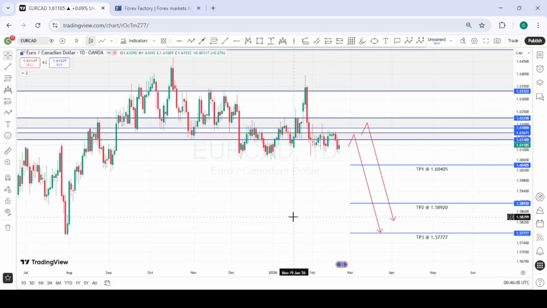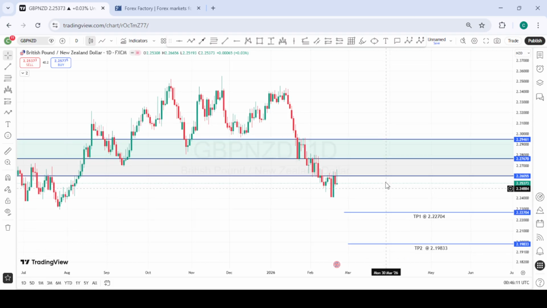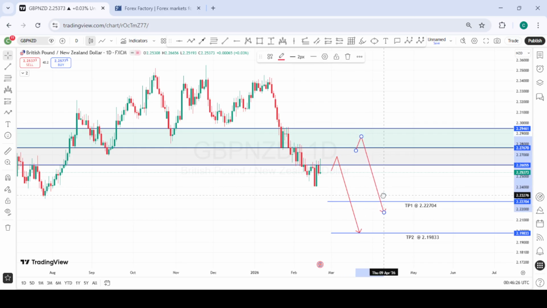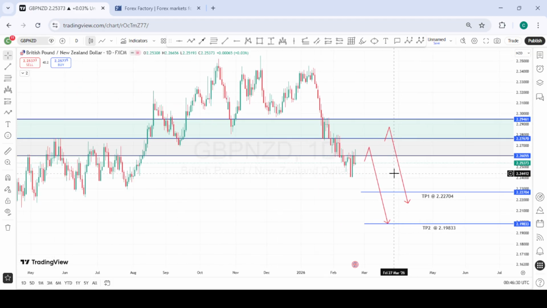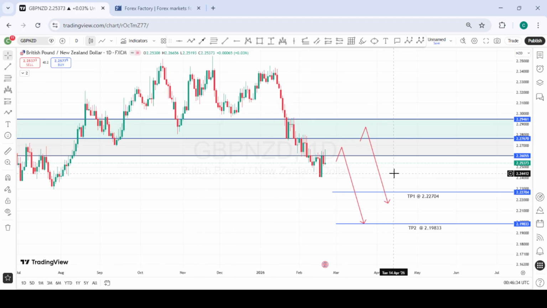And we also have here GBPNZD. So GBPNZD is very bearish on the weekly and daily perspective. So we're looking forward to a possible pullback into this area of interest, this very first area of interest, to look for selling opportunities to the downside, or we look forward to a higher pullback into the second zone above to give us selling opportunities to the downside. So we are extremely bearish on GBPNZD for the coming week.